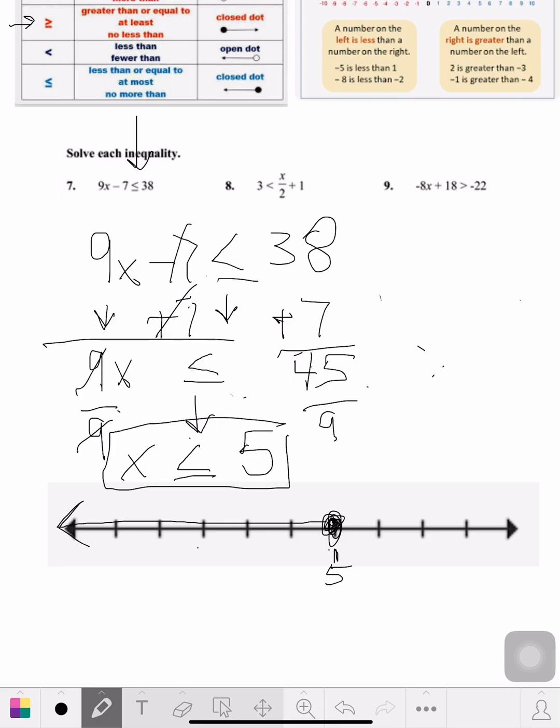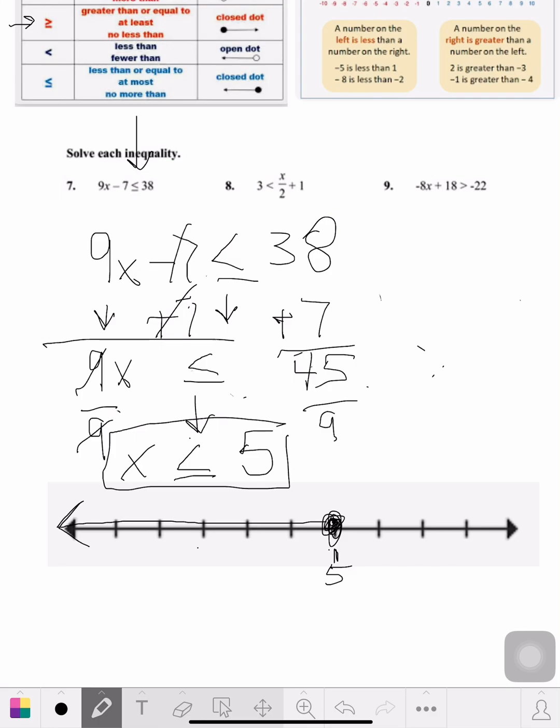And like I said, if you just remember, hey, if it's less than or equal to or greater than or equal to, it's a closed dot. If it's just greater than or less than, it's an open dot. And that's all there is to it. And then just kind of read, hey, where's the x lie? It lies in the less position or it lies in the greater position.